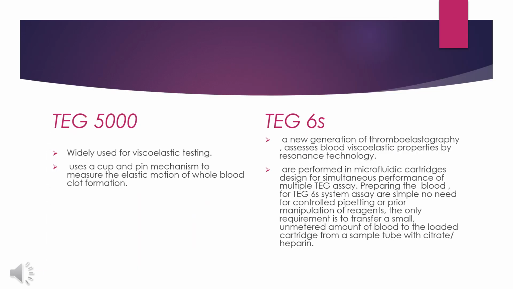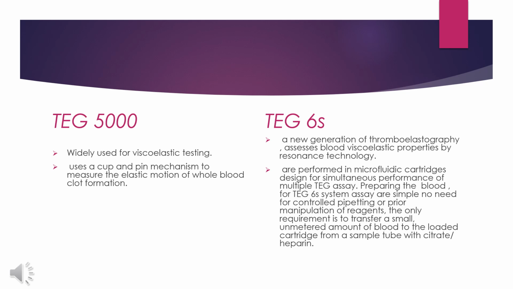The TEG 5000 is widely used for viscoelastic testing. It uses a cup and pin mechanism to measure the elastic motion of whole blood clot formation. While the TEG 6S, a new generation of thromboelastography, assesses blood viscoelastic properties by resonance technology. It is performed in microfluidic cartridges designed for simultaneous performance of multiple TEG assays.